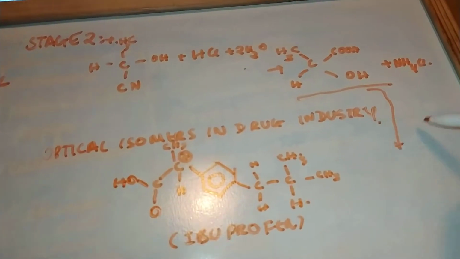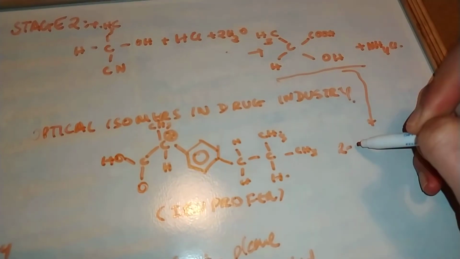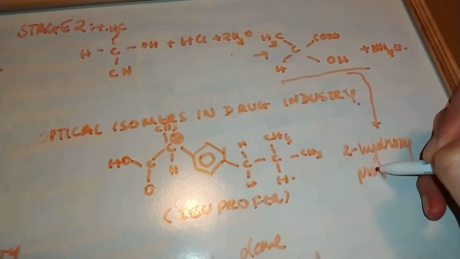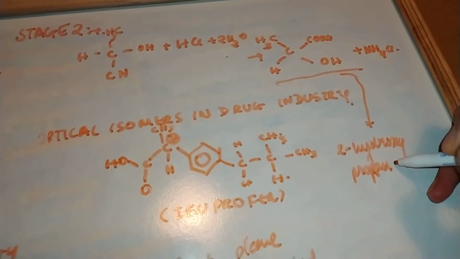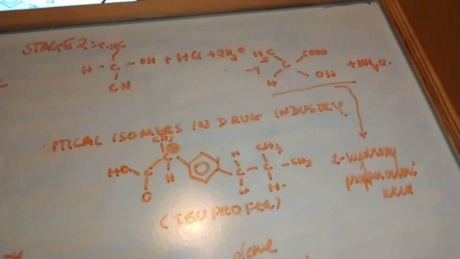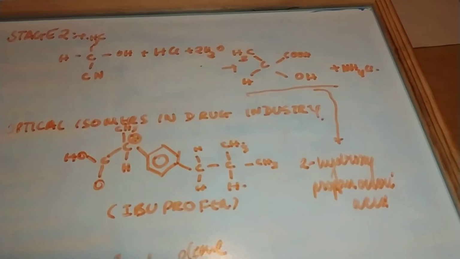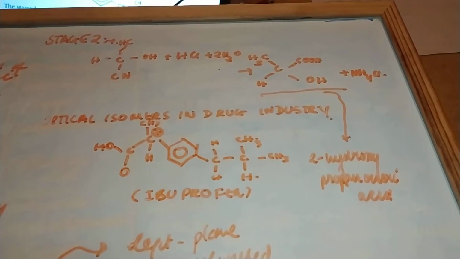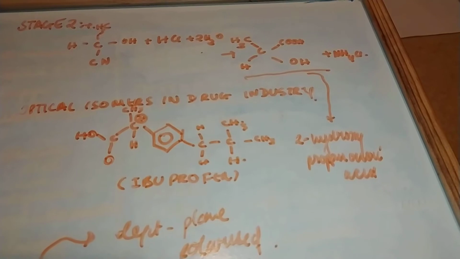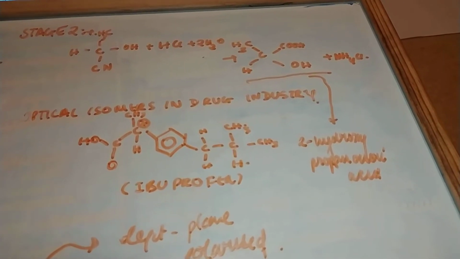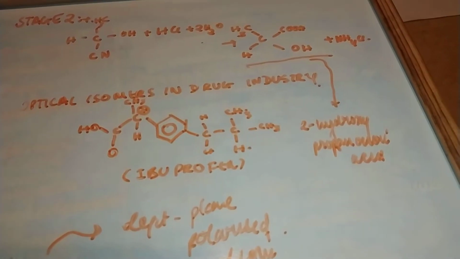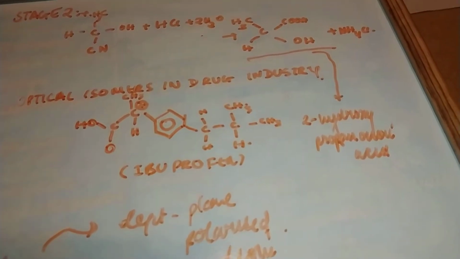giving us our final compound, which is our 2-hydroxypropanoic acid. Basically, the mechanism of this, in other words how it is formed, with the double bond, we will have a look at that in detail.